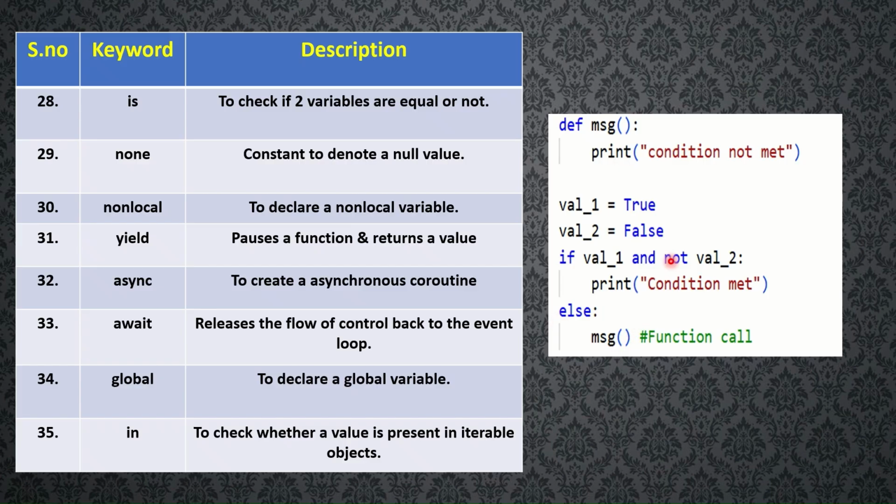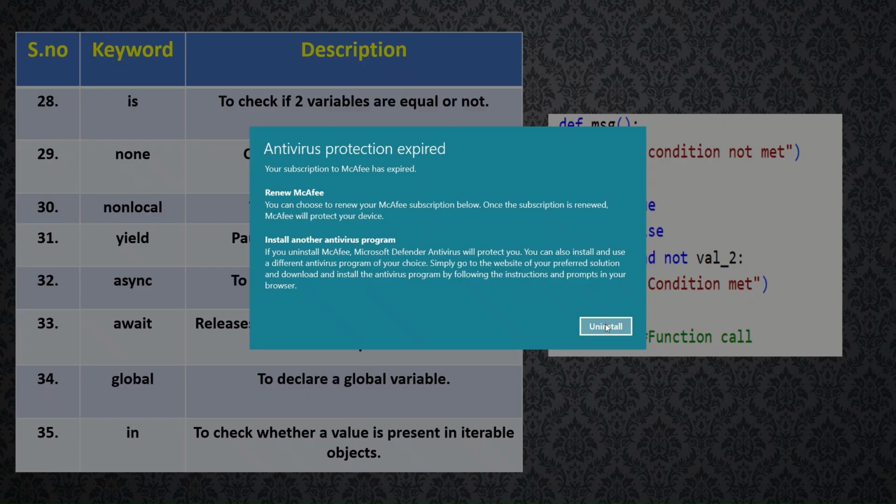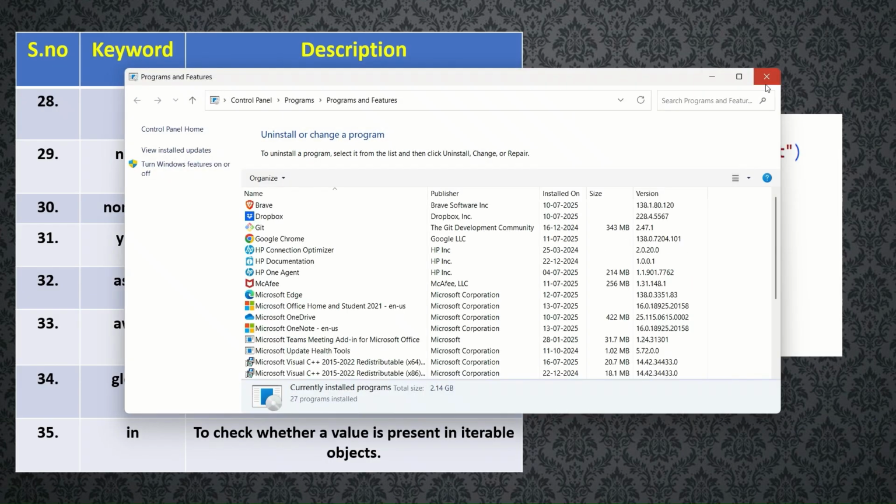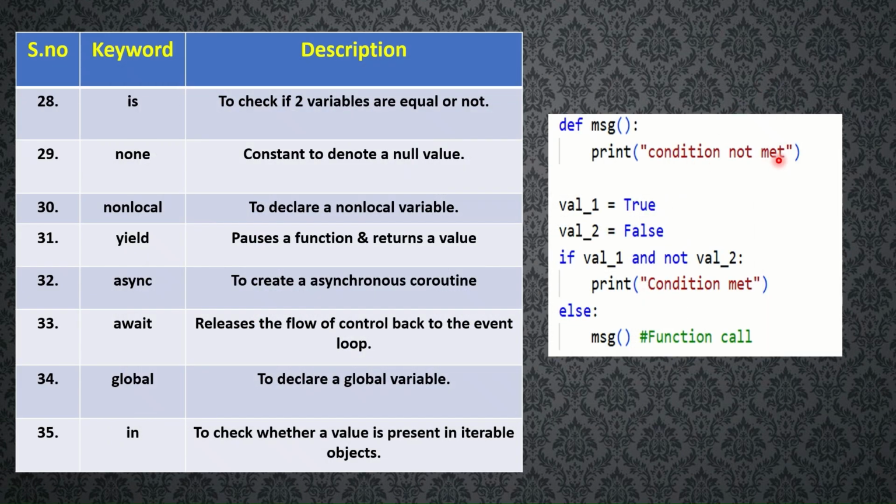Else, I was calling this function so that it gives 'conditions not met'. So here, if you can see in this example, we have used the different keywords def, True, False, if, and, not, else, and the identifiers also. So this is how you can make use of identifiers and keywords in Python.